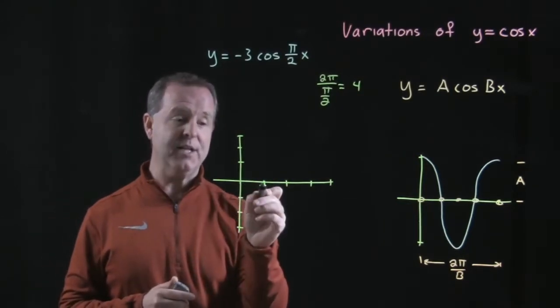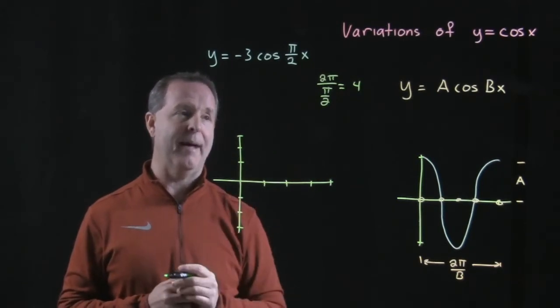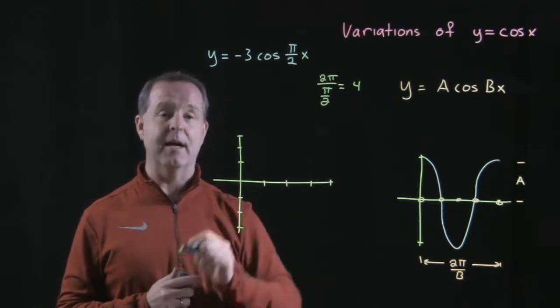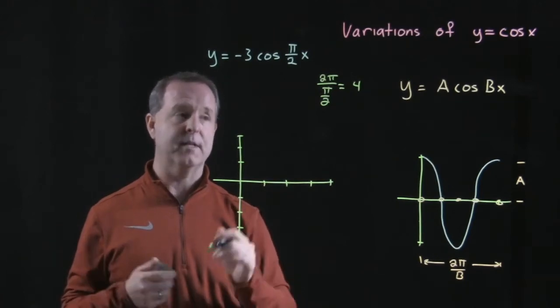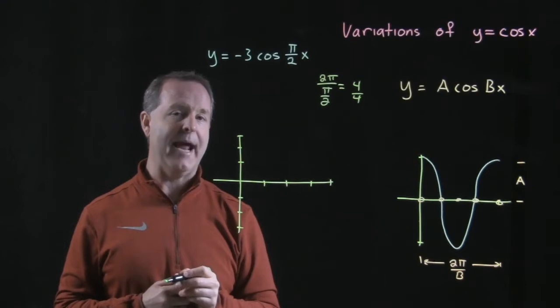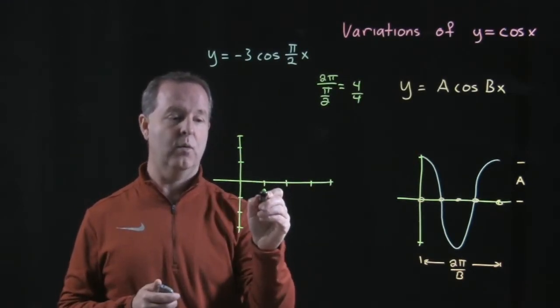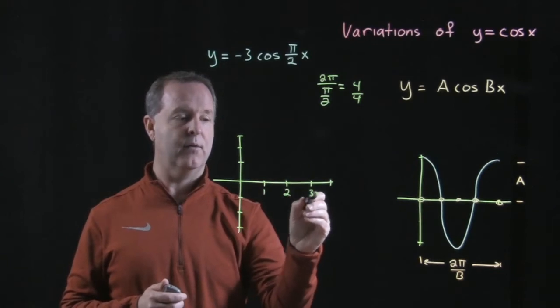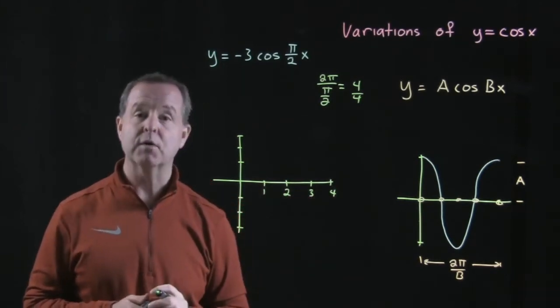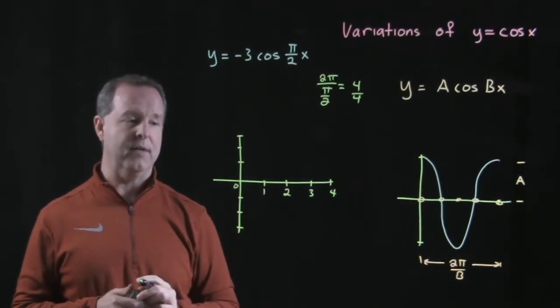So how do I find each of the individual spots along the way: the zeros, the minimums, and the maximums? I take that number and divide it by 4 to represent the 4 spots. That tells me something happens at every 1 unit. So 0, 1, 2, 3, and 4. Those are my 5 key checkpoints for my x values.